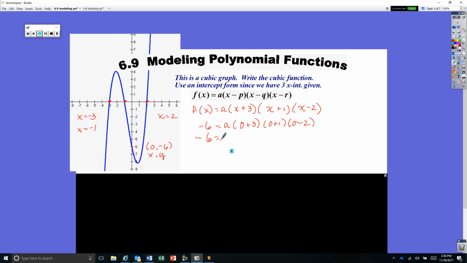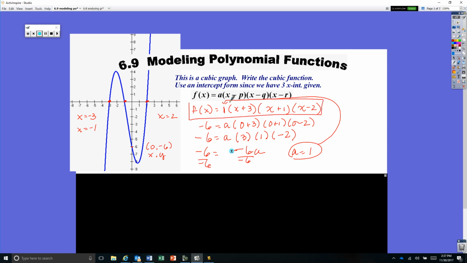So this is negative 6 equals a times 3 times 1 times negative 2. So negative 6 equals 3 times 1 is 3 times negative 2 is negative 6, negative 6a. Divide by negative 6, and a is 1. So I'm going to take that 1 and substitute it back in here. So I'm just going to erase the a and put a 1 in there and box my polynomial in factored form.